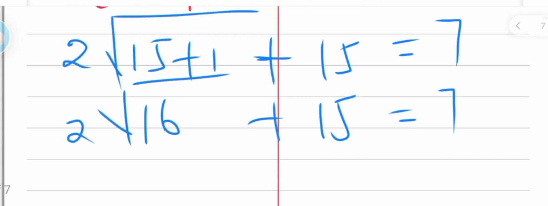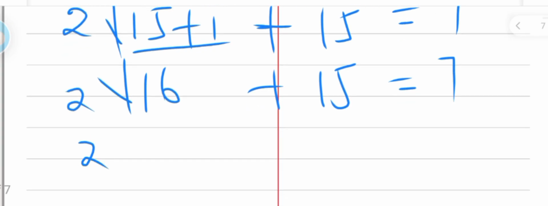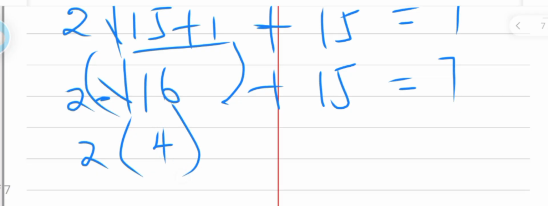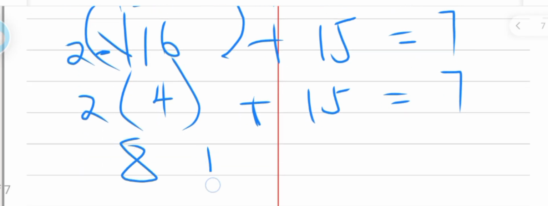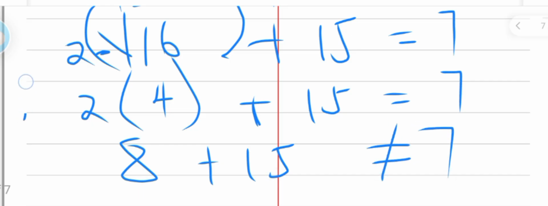So if we continue, we have 2 multiplying. Remember, this is multiplying, so it's multiplying this. So 2 times root, actually you're looking for the positive root, so 2 times the root of 16 plus 15 should be equal to 7. So let's check. We have 8 plus 15, and definitely that is not equal to 7. So in this case, we cannot use 15 to be the value for x.